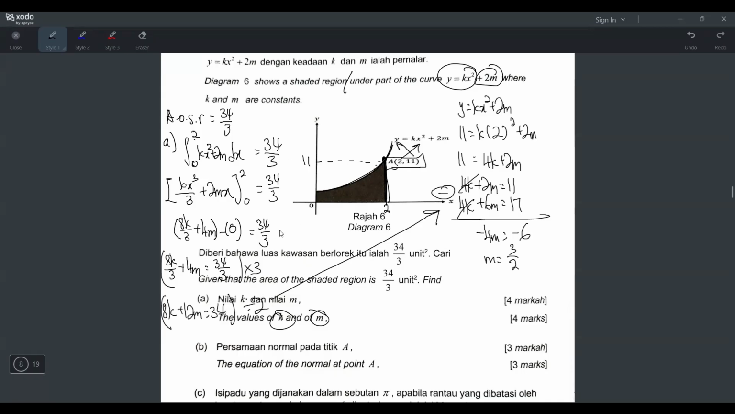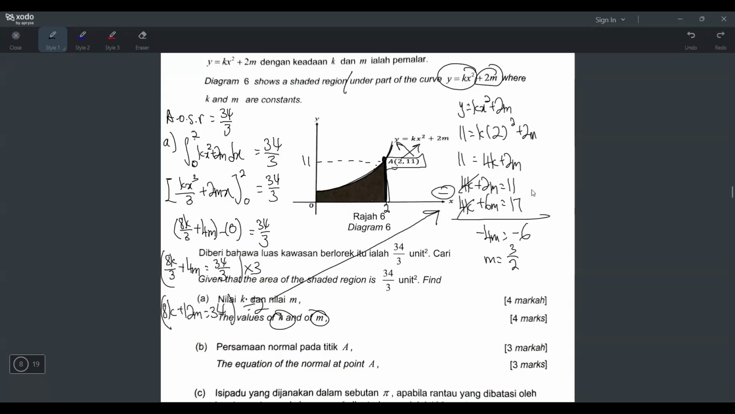Okay, but actually there's not just one method to find k and m. You can use the substitution method also. You can eliminate m also. There are many ways. But if you are using my method, the elimination method, make sure the number in front has to be the same. If it's not the same, you cannot eliminate. Okay, after you find m, you still need to find k.